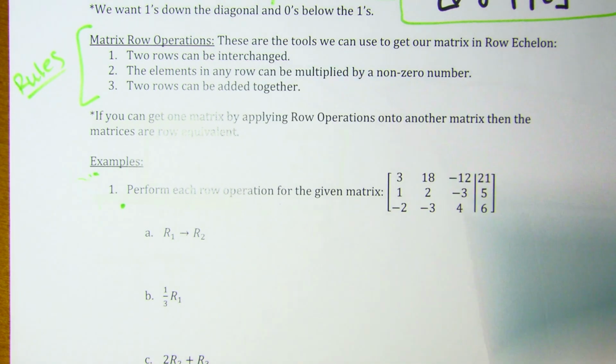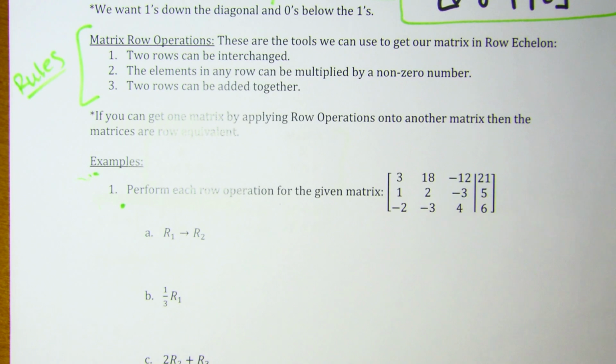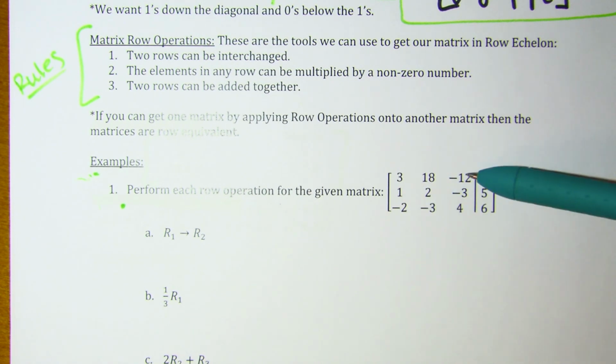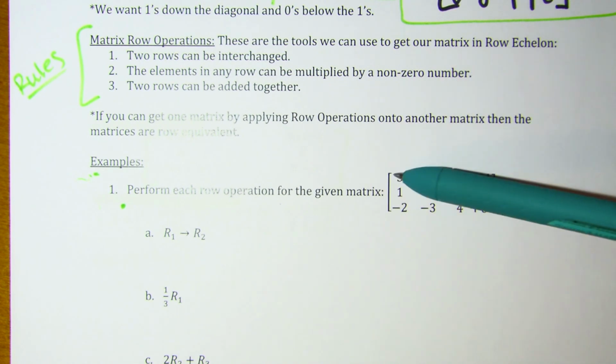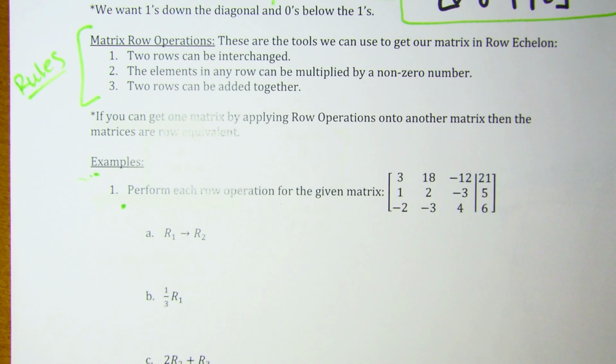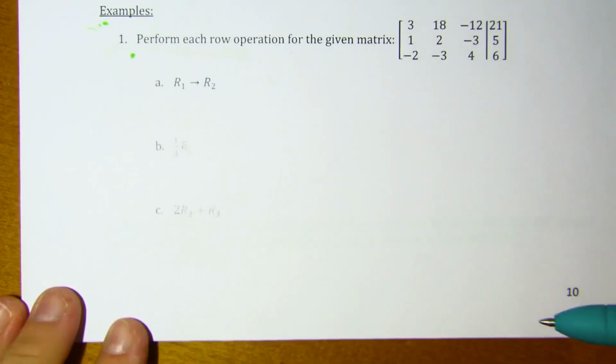So for example, I could multiply this whole row by -3 or something like that. And then 2 rows can be added together. Now, it doesn't get rid of a row if you add 2 rows together. For example, if I added row 3 to row 1, that's only changing row 1. Or if I added row 1 to row 2, then that's only changing row 2. So we're going to practice what all of those moves or all of those rules look like.